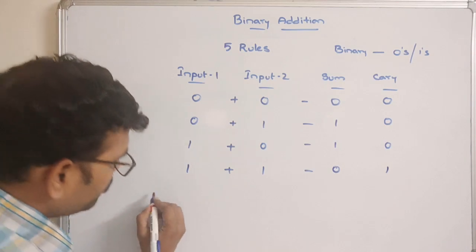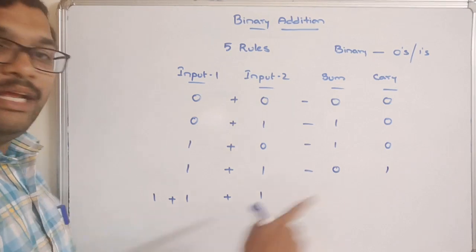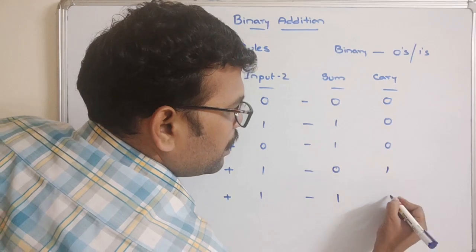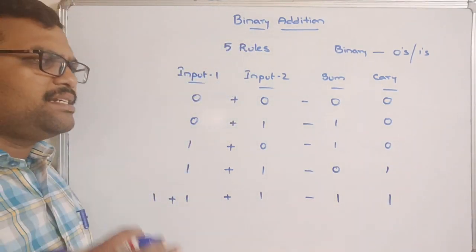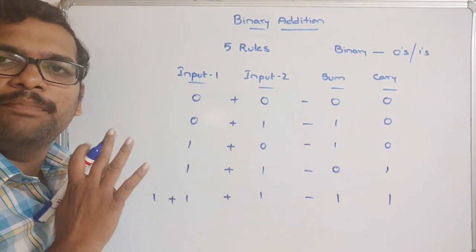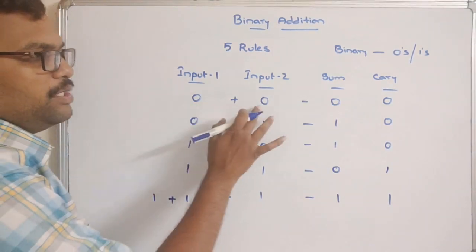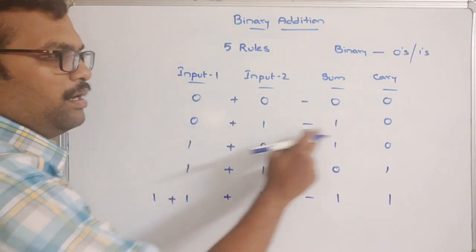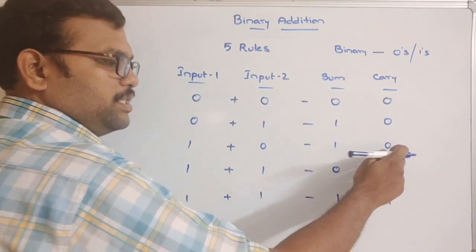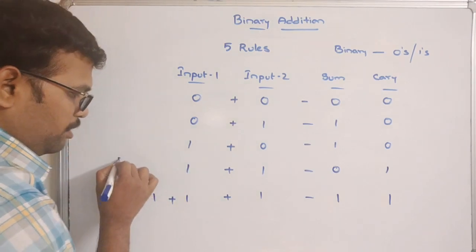And if there are three inputs, 1 plus 1 plus 1, three ones, then the result will be 1 and the carry will be 1. Just remember these five rules, so it will be very easy to perform binary addition of any binary numbers. Both zeros: sum 0, carry 0. 0 and 1: sum is 1 and carry 0. 1 and 0: sum is 1 and carry 0. Both ones: sum is 0 and carry 1. These two are important.